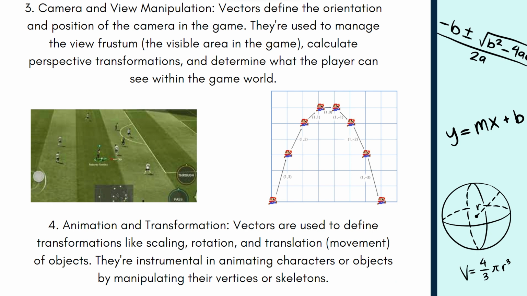Vectors define the orientation and position of the camera in the game. They are used to manage the view frustum, the visible area in the game, calculate perspective transformation, and determine what the player can see within the game world. And for the fourth one, animation and transformation. Vectors are used to define transformation like scaling, rotation, and translation movement of objects. They are instrumental in animating character or object by manipulating their vertices or skeleton.